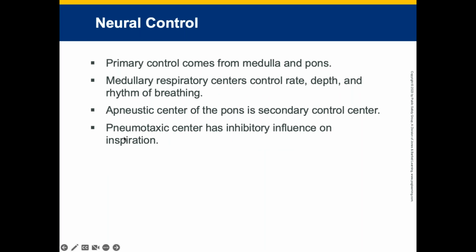So neural control originates in the brainstem, in the brain. The primary control comes from the medulla and the pons. The medullary respiratory centers control the rate, the depth, and the rhythm of breathing in a negative feedback interaction within the pons. The apneustic center of the pons is a secondary control center. If the medulla fails to initiate respiration, then our backup takes over.